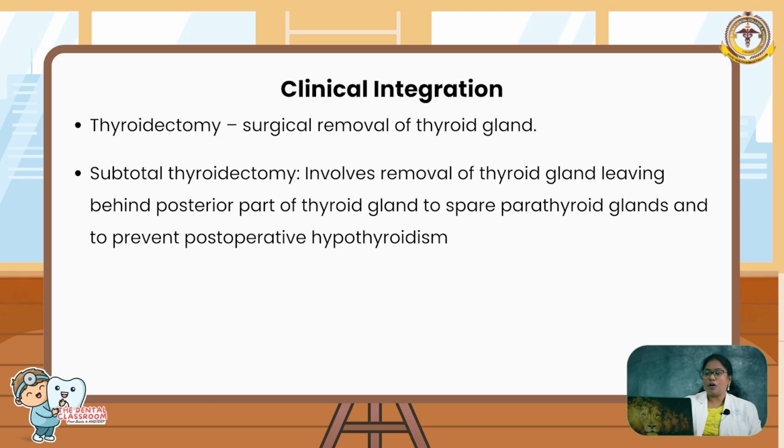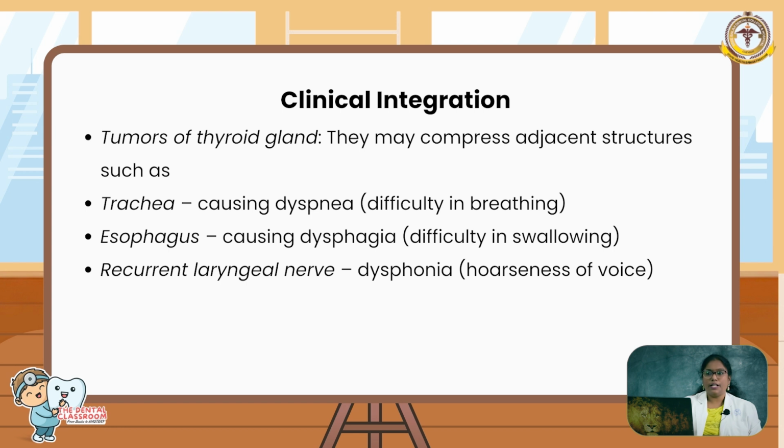prevent post-operative hypothyroidism. Tumors of the thyroid gland may compress adjacent structures such as the trachea, esophagus, and recurrent laryngeal nerve, causing dyspnea, difficulty in breathing, dysphagia, difficulty in swallowing, and dysphonia, hoarseness of voice.